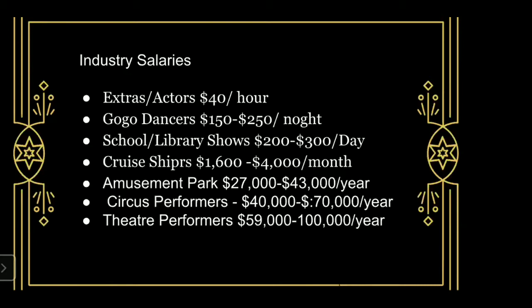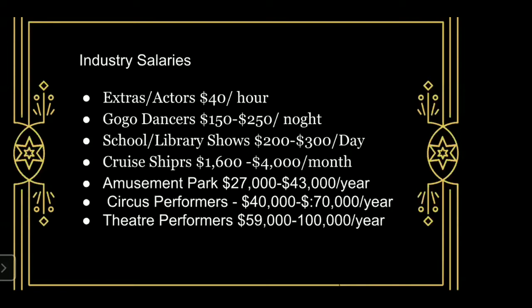Okay. And then we have like school and library shows. And you can do really well doing a school and library show circuit. And you should be able to make $200 to $300 a day per gig. And so sometimes you can even get up to 2 or 3 library or school shows within the same neighborhood. So you can actually get a much higher day rate there.